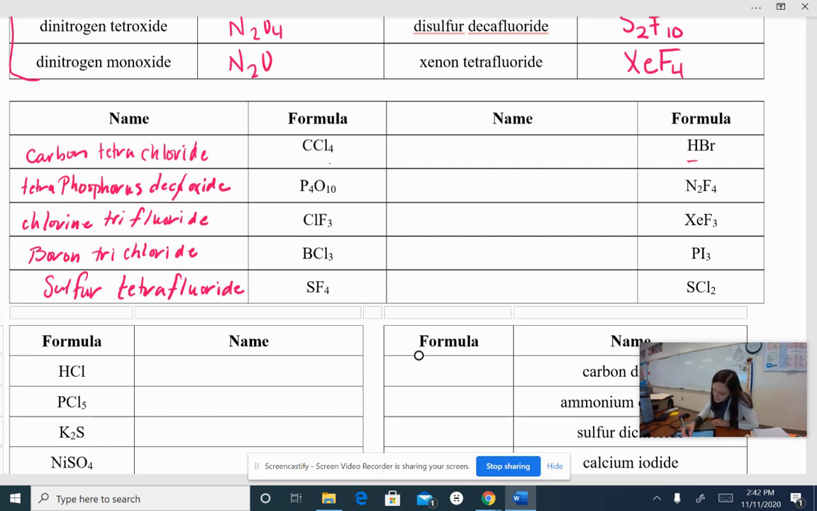This next one, 1 hydrogen, and then bromine shortens to bromide, hydrogen bromide. 2 nitrogens, dinitrogen. And then I have 4 fluorines, so tetra, fluoride, dinitrogen tetrafluoride. 1 xenon, and then I have 3, so tri, and then fluorine, fluoride.